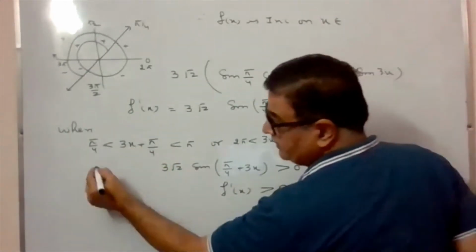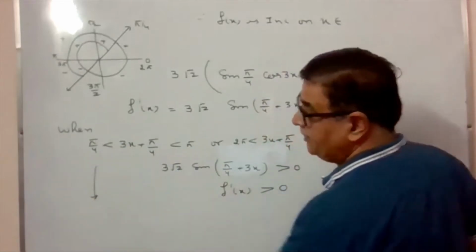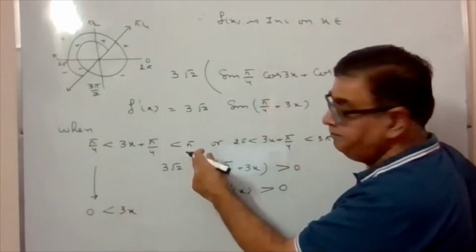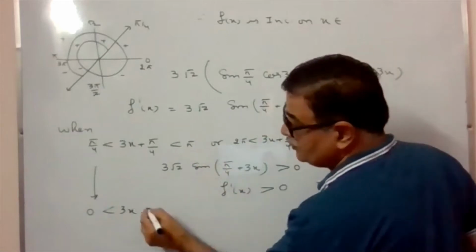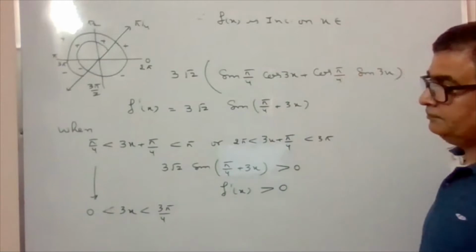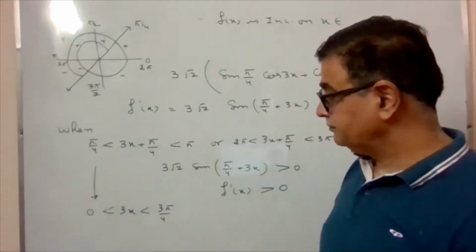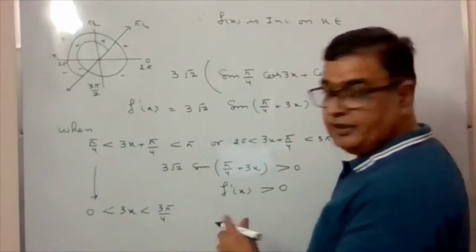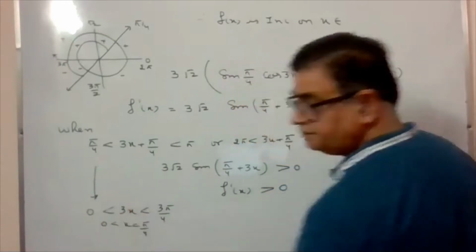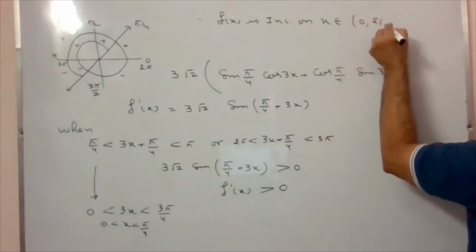To get x, what do we calculate? To find x, first subtract pi by 4. Subtracting pi by 4, this becomes 0, this becomes 3x, and this becomes pi minus pi by 4, so 3 pi by 4. Then we divide it all by 3. When you divide by 3, x will come between 0 and pi by 4. So it belongs to 0 to pi by 4.